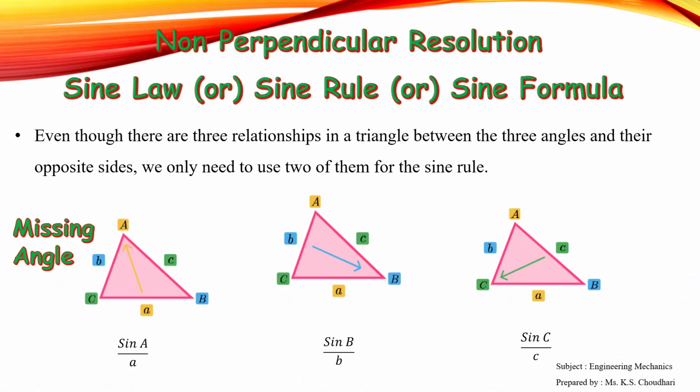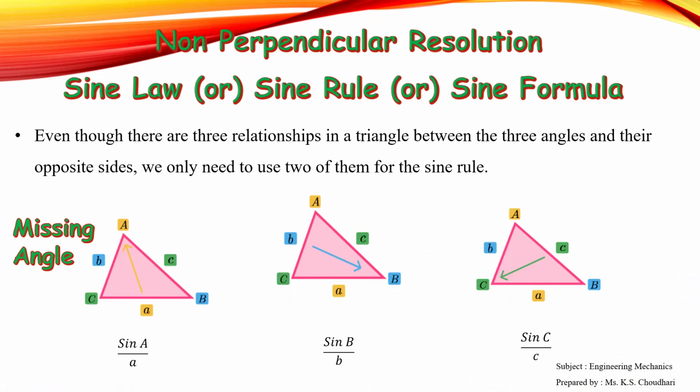Now here, this is the most important slide. From that, you will understand how to find the missing angle. First of all, we will read this statement: even though there are three relationships in a triangle between the three angles and their opposite sides, we only need to use two of them for the sine rule. Meaning there are three relations, but to find any value, we have to use only two of them, as per the need.